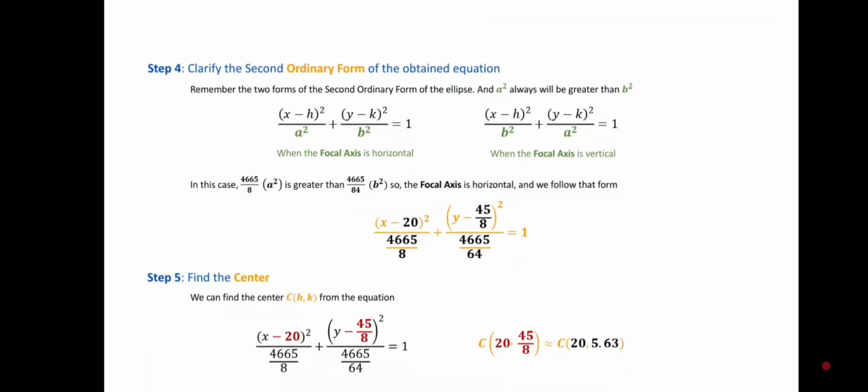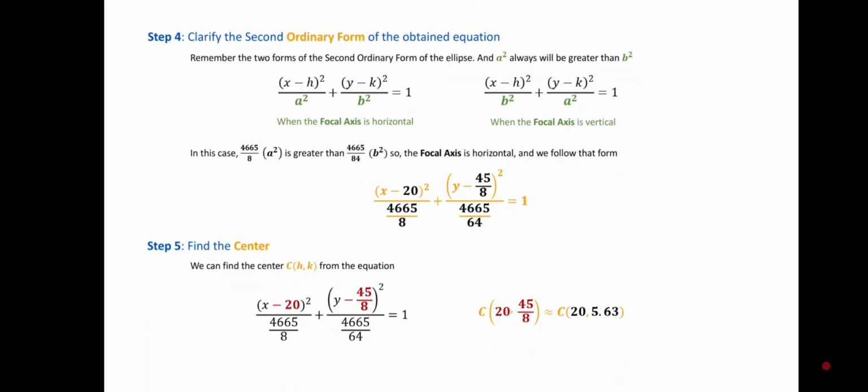Step 4. Clarify the second ordinary form of the obtained equation. Now remember the two forms of the second ordinary form of the ellipse, and that a squared will always be greater than b squared. Observe that the one on the left is used when the focal axis is horizontal, and it means that a squared is below x and b squared is below y. And the one on the right is when the focal axis is vertical, and it means that b squared is under x and a squared is under y.